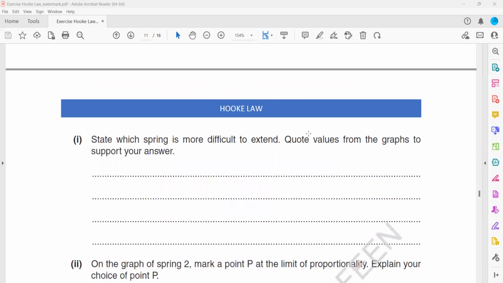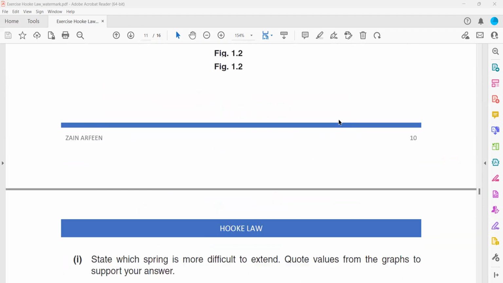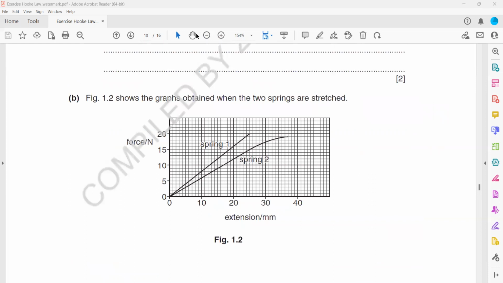State which spring is more difficult to extend and quote the value from the graph. So which spring is difficult? Spring 1 is difficult, and how can you quote a value? You can say for a 10 Newton force, spring 1 extends 12 centimeter. When we apply a force of 10 Newton on spring 1, the extension is 12 centimeter. But for spring 2, the same 10 Newton force causes an extension of 17 centimeter.